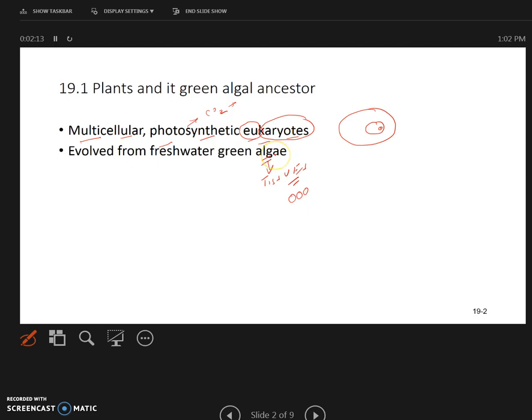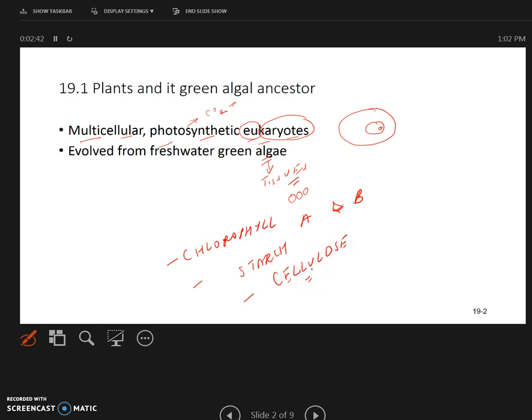Well, they both contain the pigment chlorophyll, that is A and B. You should have covered this in 103. They store excess carb as starch, so they store food in the form of starch. And they have cellulose in the cell wall. So their cell wall is made up of a complex carb, and that's called cellulose.